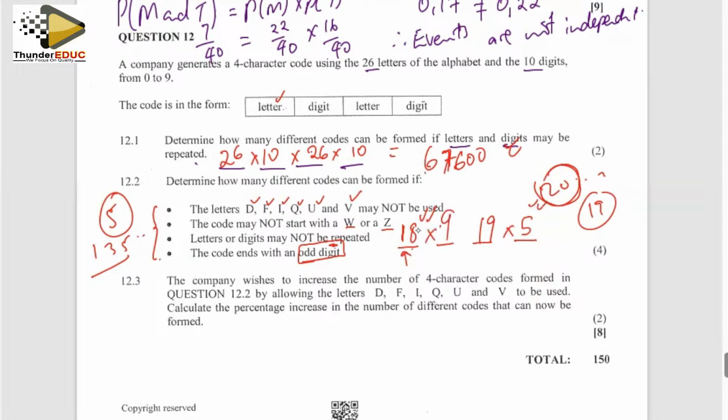So it's going to be 18 times 9 times 19 times 5. That is going to give me, we said 18 times 9 times 19 times 5. So that is 1, 5, 3, 9, 0. That's what we get.